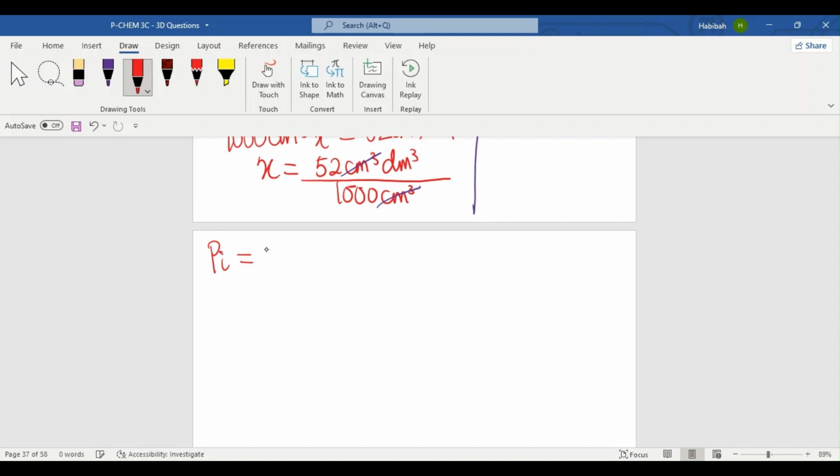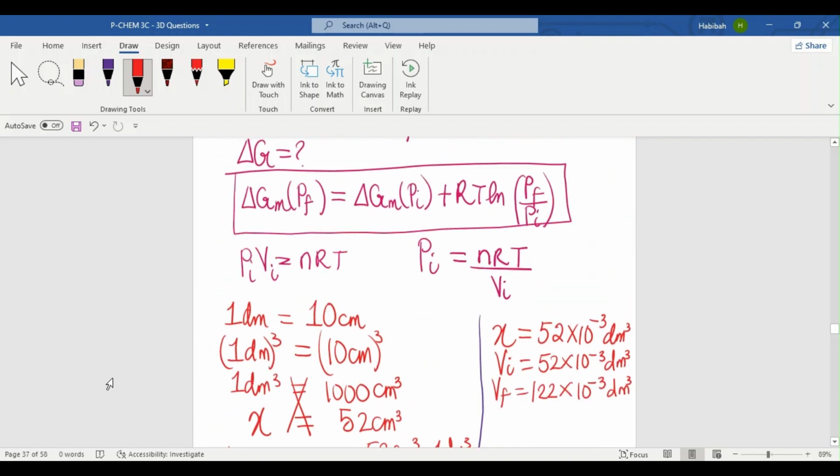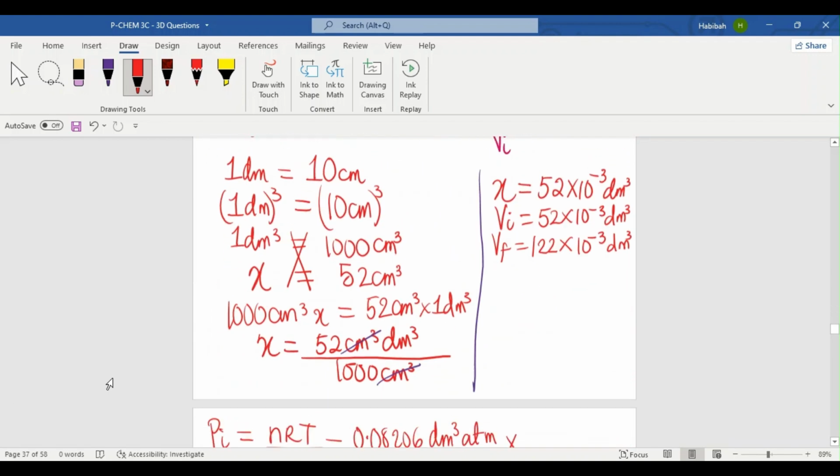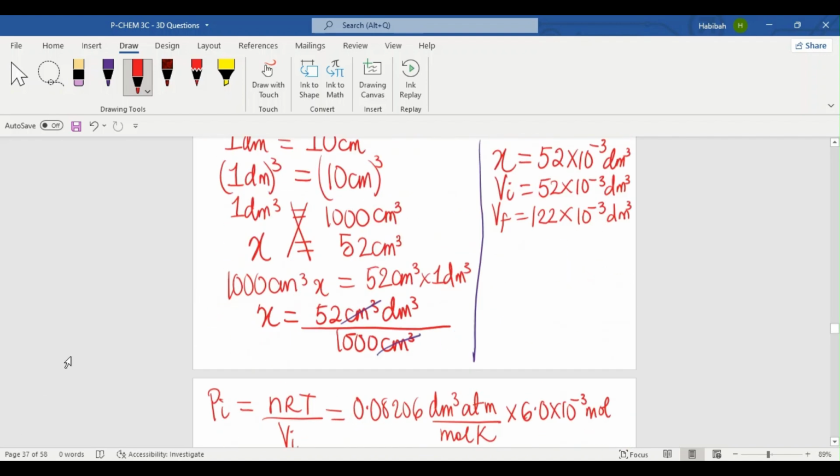So P initial is equal to nRT over V initial. This is a lot of work, I know, but that's the price you pay for learning. So that would be 0.08206 dm³·atm divided by mole·Kelvin, times R. Sorry, that's R times, I forgot the number of moles, so I'm just going to add that here. The number of moles is simply 6.0 times 10 to the power negative 3 moles, times the temperature, which we have to be 298 kelvins.